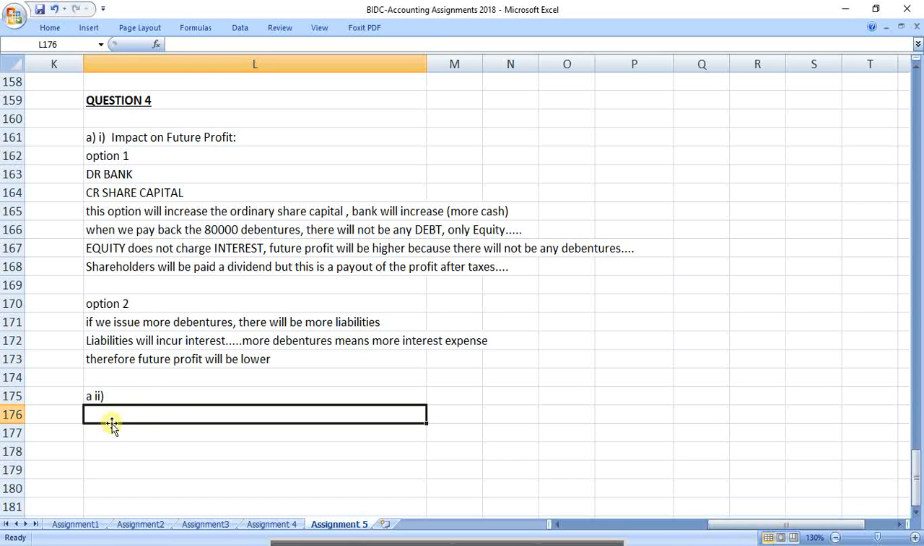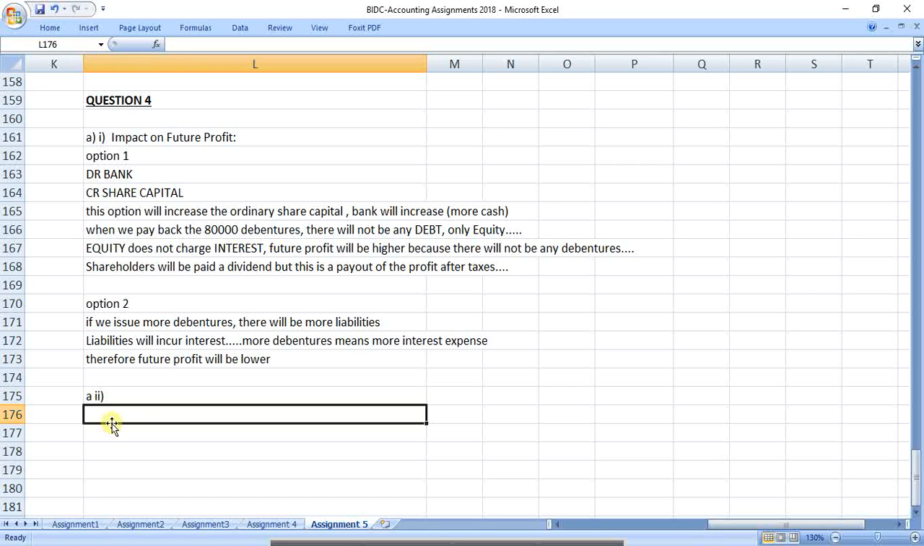Advise the directors which option they should choose. Give reasons for your decision. 3 marks. Okay, so which option would you choose? This is kind of like an open-ended question. You just need to give reasons. You think one is better? Yeah. Okay, why? Because your profits are going to increase.